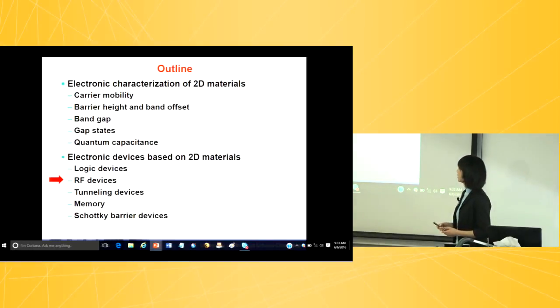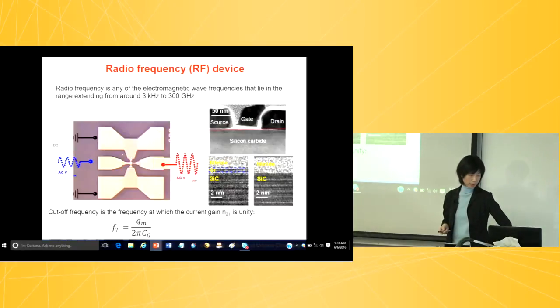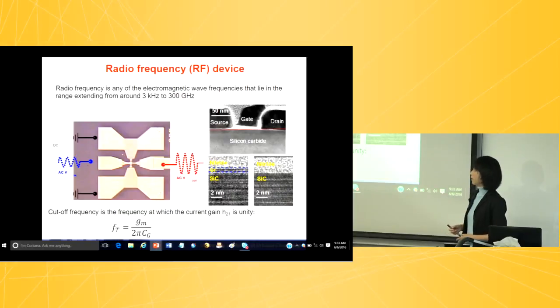Another type of device that we can make is the RF device. Graphene has high mobility but a zero band gap, so it's not suitable for a logic device, but it can be used for an RF device to have a fast switch. An RF device refers to a device that can operate in radio frequency. Radio frequency refers to electromagnetic waves with a frequency between 3 kilohertz and 300 gigahertz.